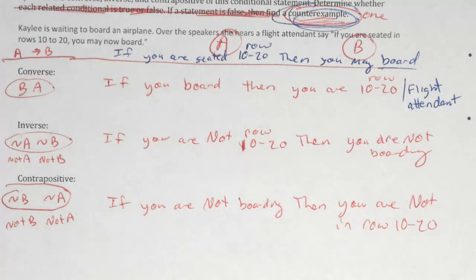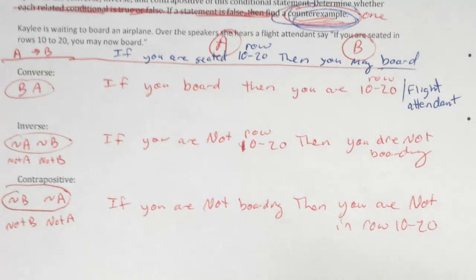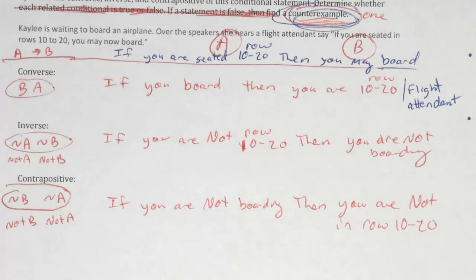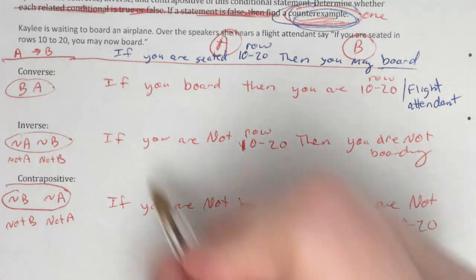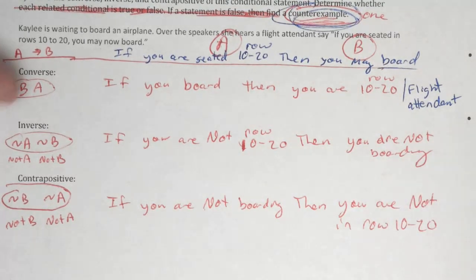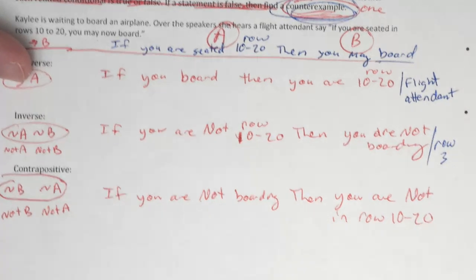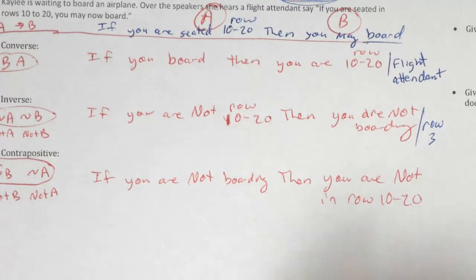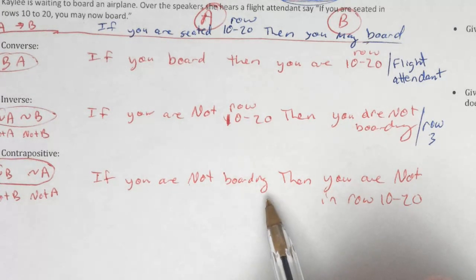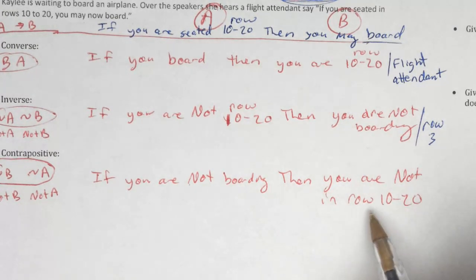Let's see. What else? What would be another reason? That's about it. So that's just false. That's just straight up false. So yeah, row 3. We're in row 3. That's why we're not boarding. Okay, that's a counterexample. If you are not boarding, then you are not in row 10 through 20.